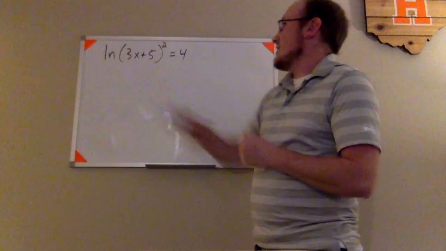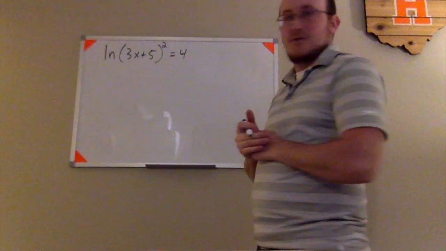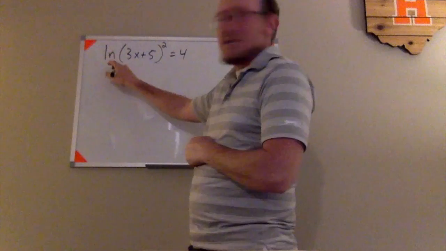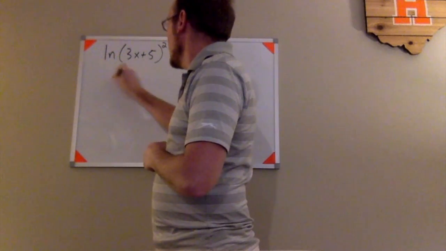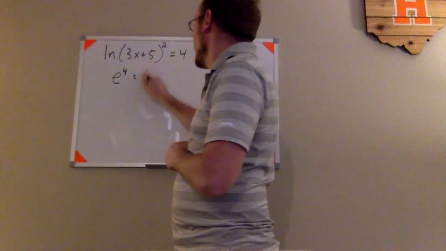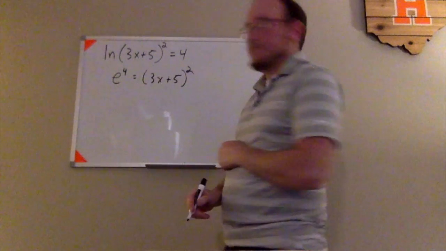Again, I do just have a single logarithm there. So I'm going to go ahead and convert this to the exponential form right now. The base is e. So I do e to the 4th power equals the quantity 3x plus 5 squared.